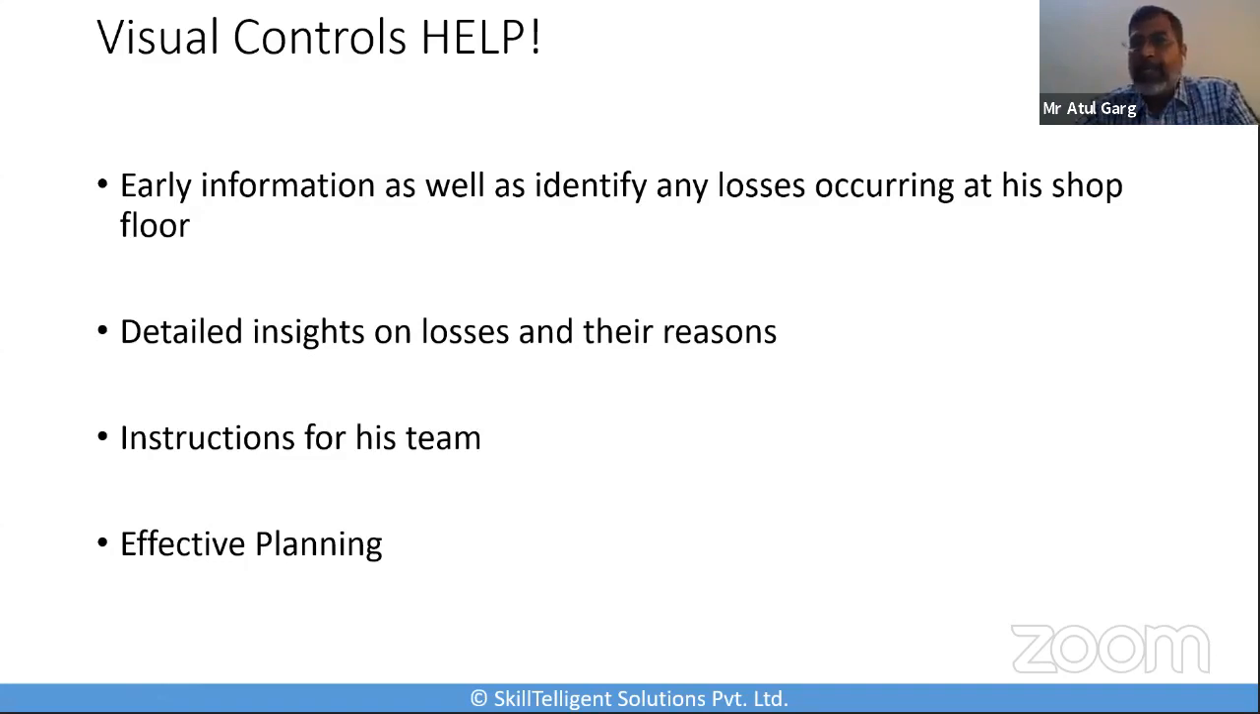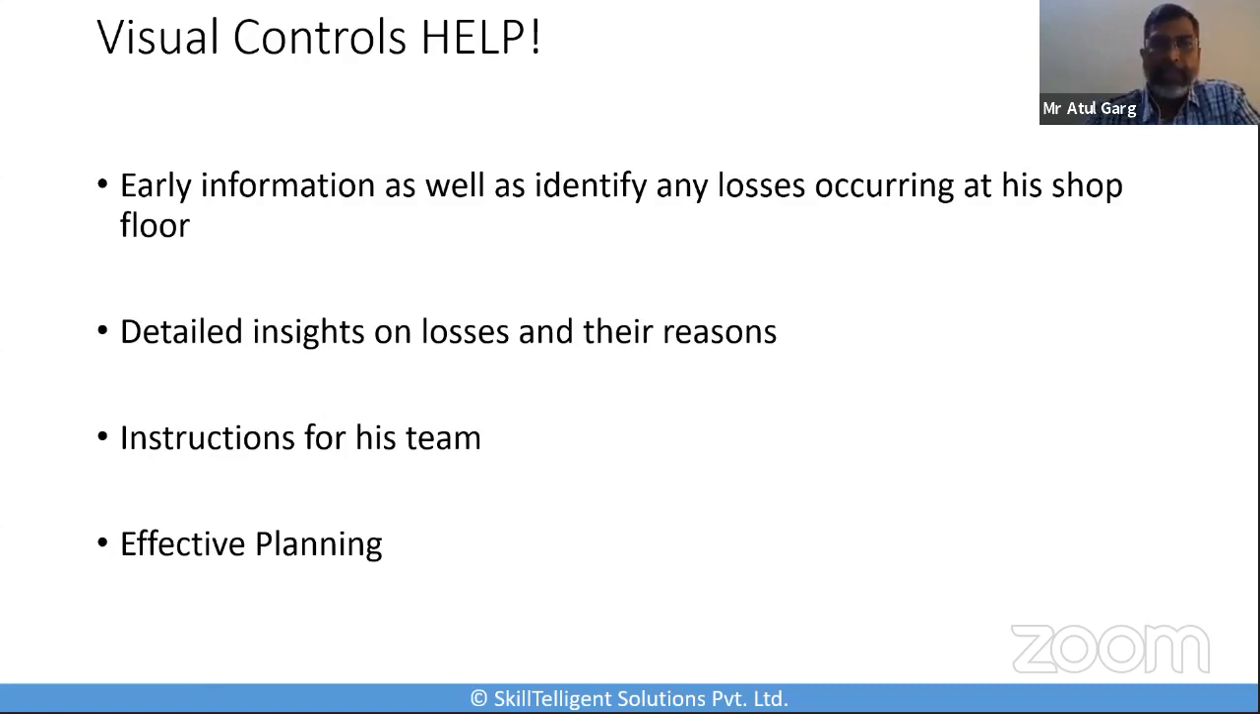Now the production manager, having put in these things, is fully equipped to get early information as well as identify any kind of loss which could be occurring on his shop floor. Even if a machine stops, his andon light will start blinking red or yellow, whatever the status. And right from a corner office, he can see which machine has started blinking red or yellow. He can talk to that operator and flag it, or his supervisor can go and look into that.